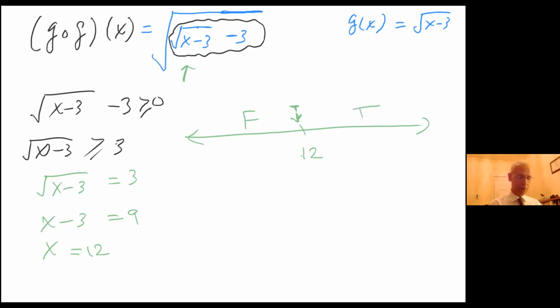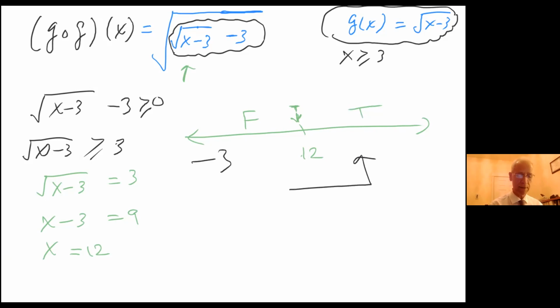Okay. So notice that for g of x itself, we said that x has to be greater than or equal to positive 3. But for g of g of x, from here, I know that the domain of the square root of x minus 3 is somewhere in here. So the domain for g of g of x is going to be from 12 to infinity. Okay, thanks.